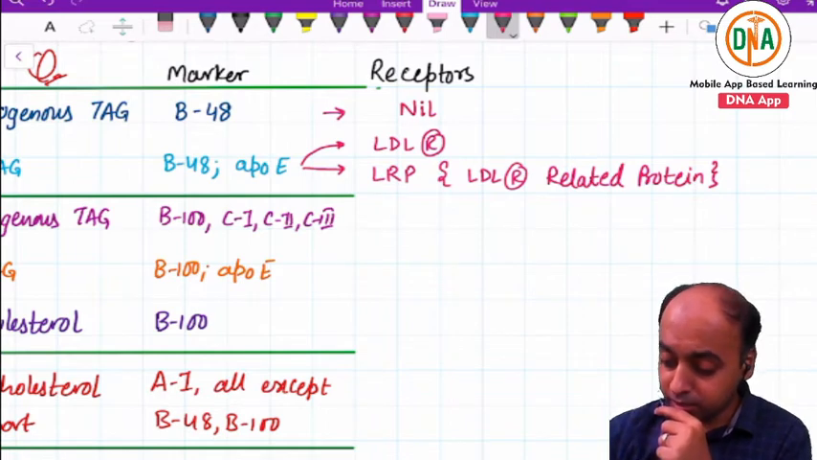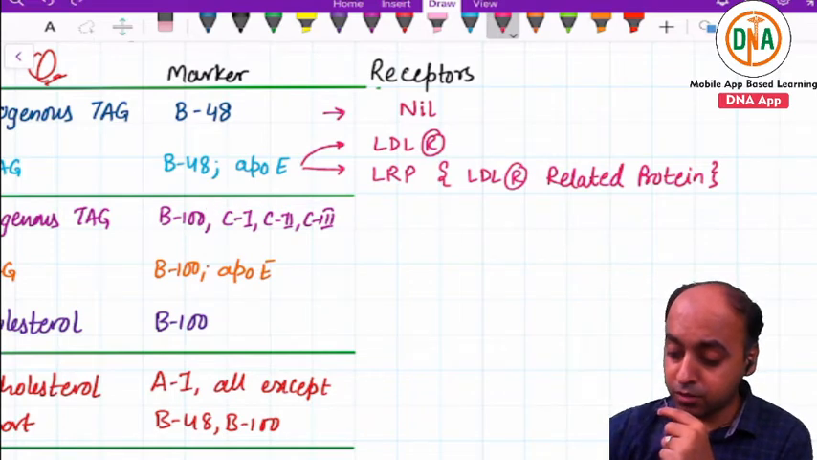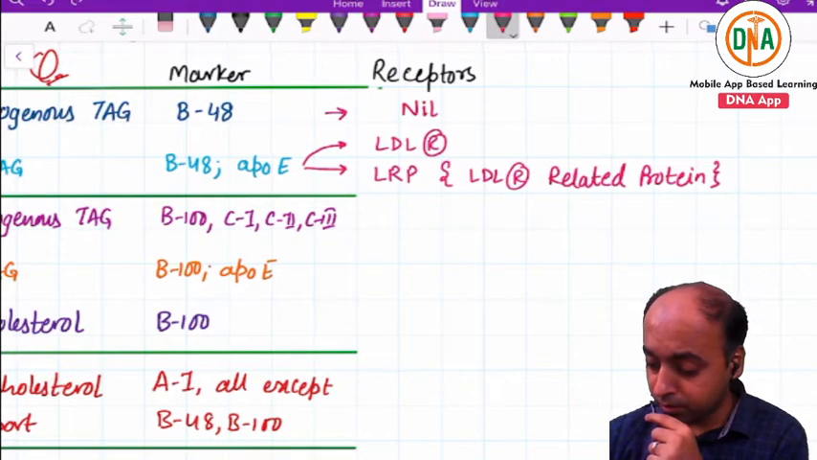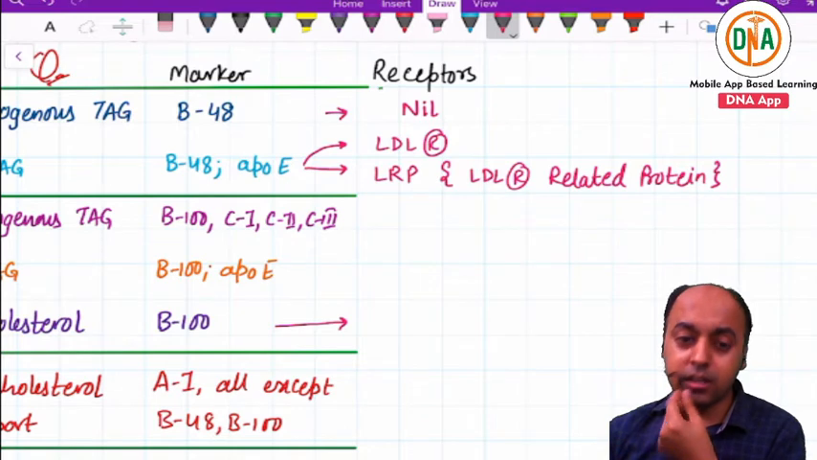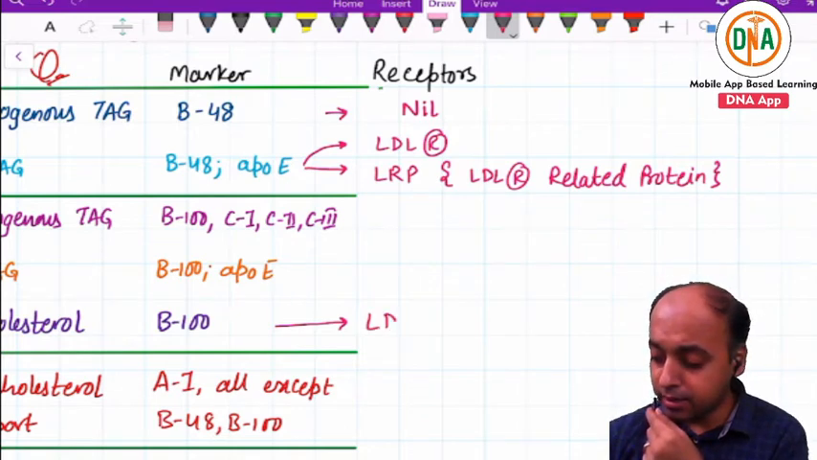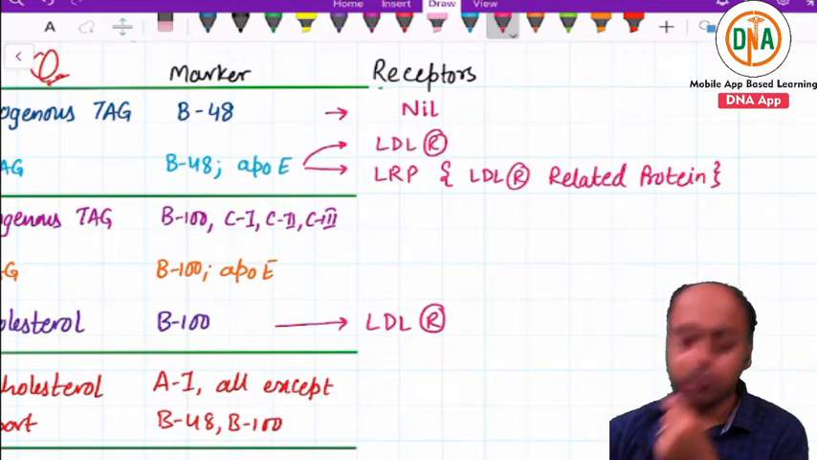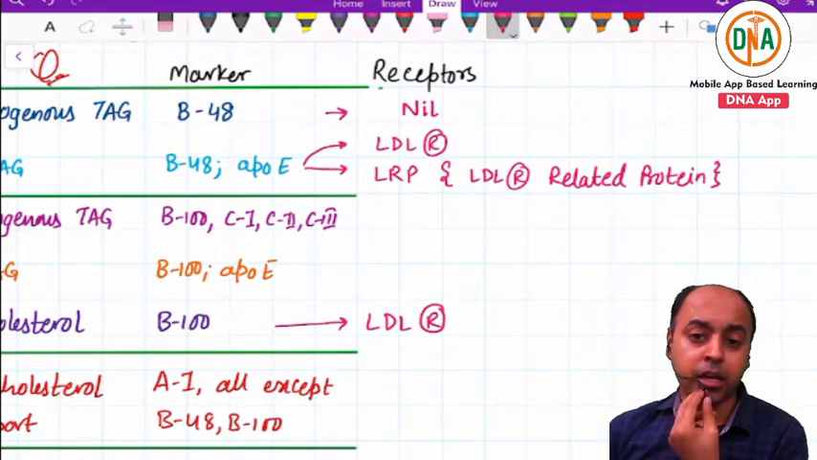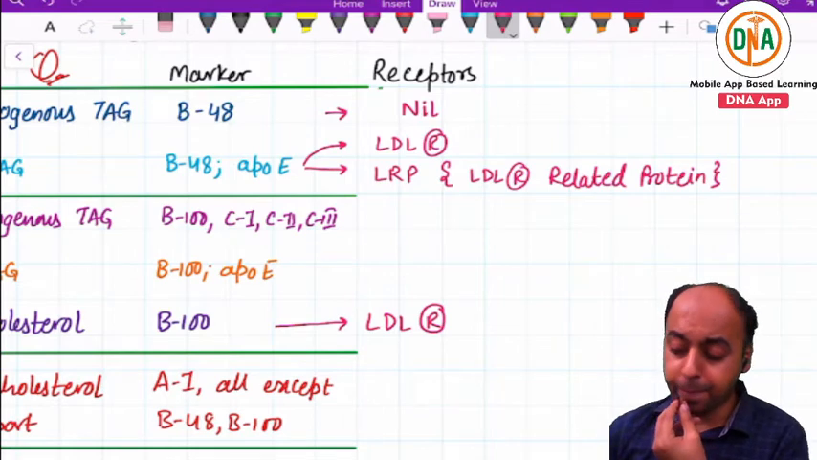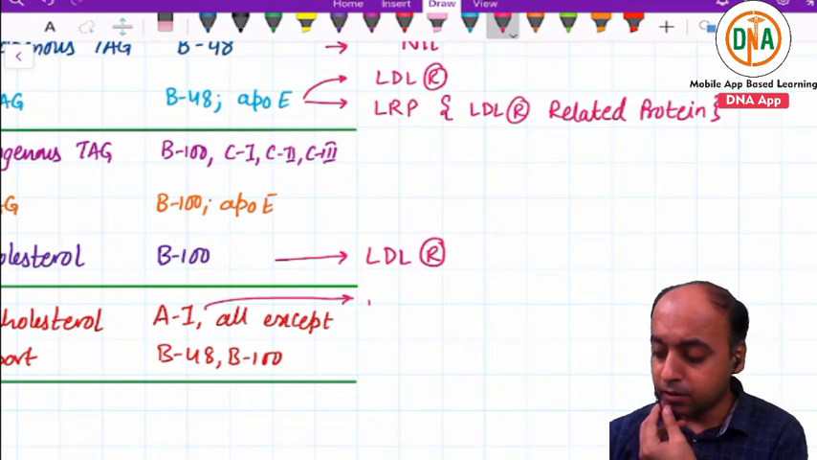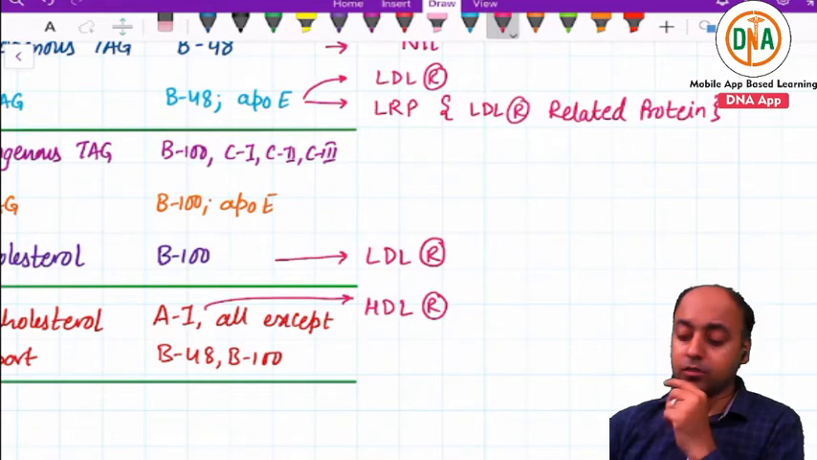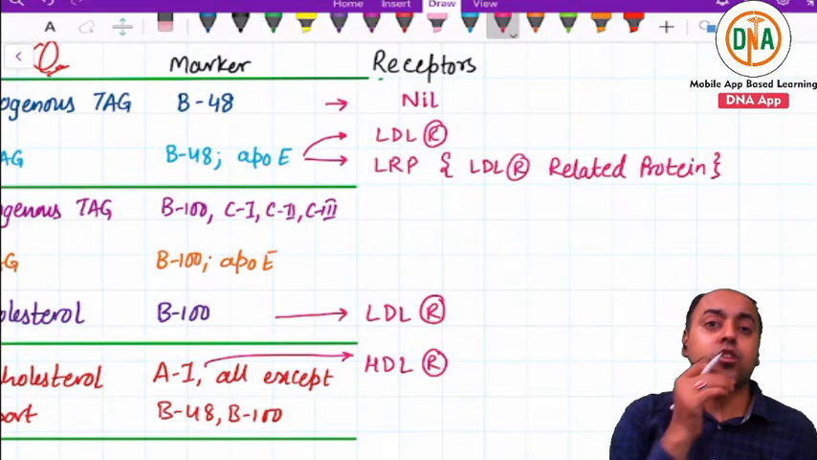The B100 is identified by the LDL receptor, whereas the ApoA1 is identified by the HDL receptor. So these are the different receptors for the corresponding markers.